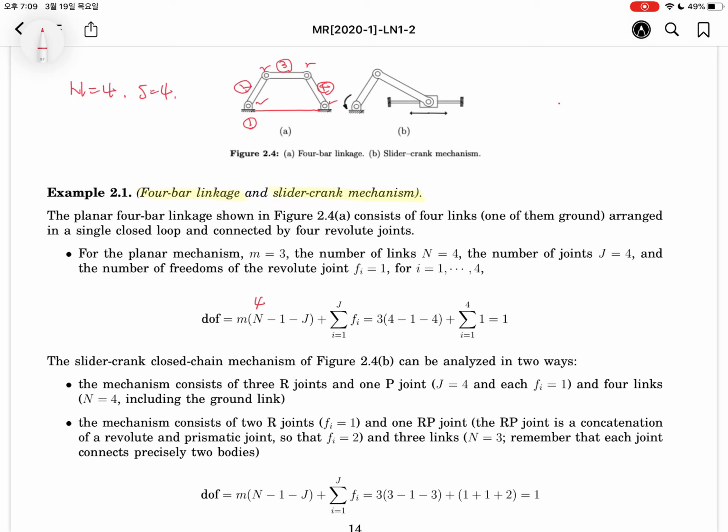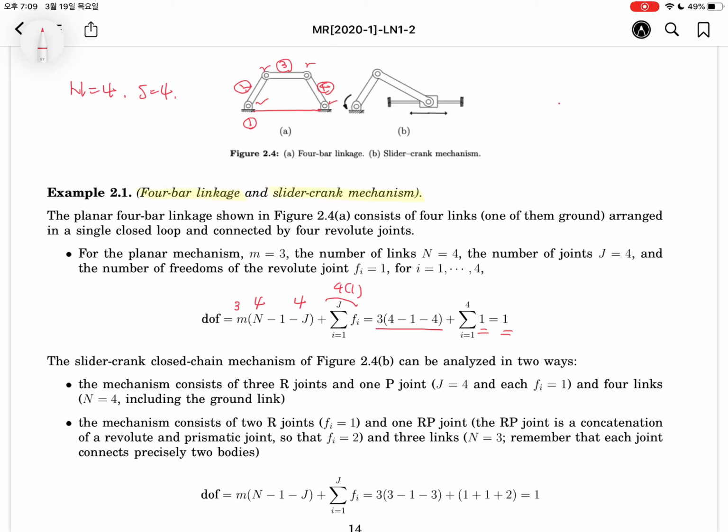It must be a planar mechanism, so m is 3. Then 3 times (4 minus 1), minus... All the joints have 1 degree of freedom, so 4 times 1. It means we have 1. The linkage has 1 degree of freedom. It's very straightforward to obtain the degree of freedom of the mechanism.